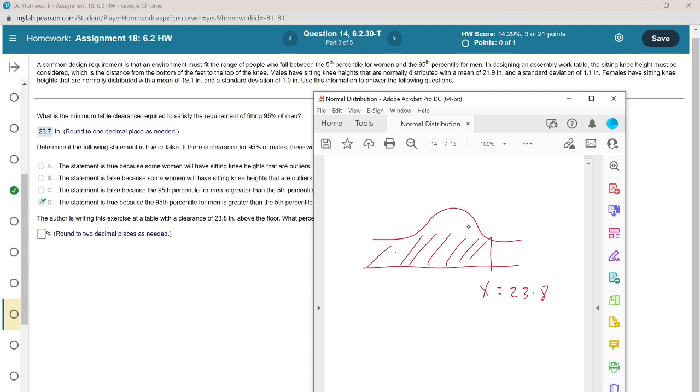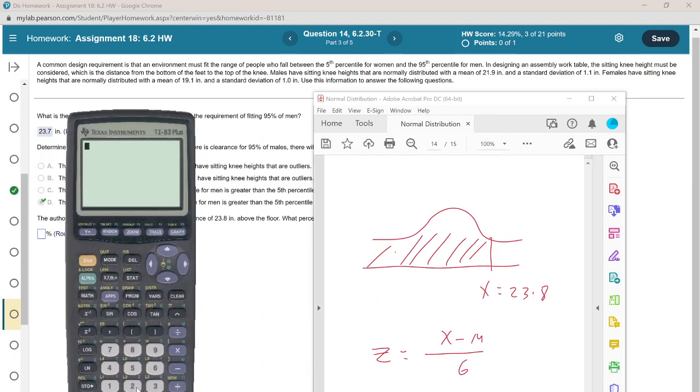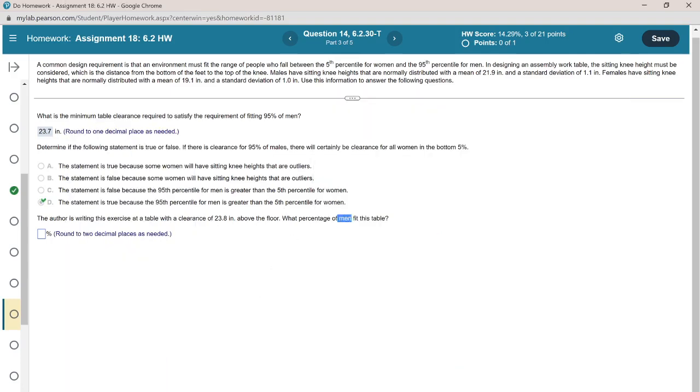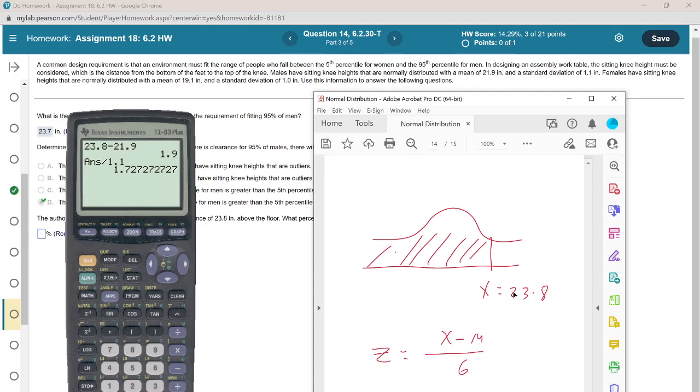First of all, to find this percentage, you can always find the z-score. The z-score is x minus mu over sigma, and using that z-score you can find the area under the curve. So in our case, x is 23.8 minus the average for the men, which is 21.9. Hit enter and divide it by the standard deviation for the men, which is 1.1. That is the z-score we have. We would like to find out what percentage would fit for this value, less or equal.